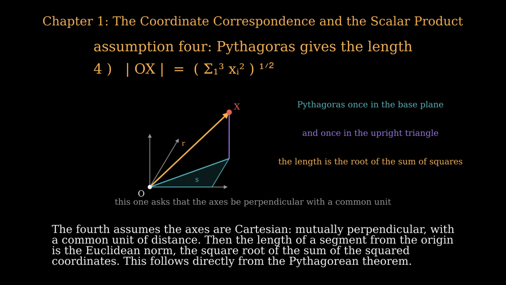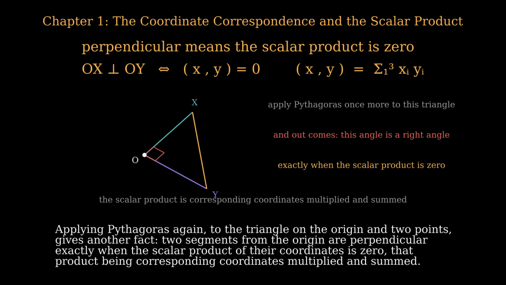Then the length of a segment from the origin is the Euclidean norm, the square root of the sum of the squared coordinates. This follows directly from the Pythagorean theorem. Applying Pythagoras again to the triangle on the origin and 2 points gives another fact. 2 segments from the origin are perpendicular exactly when the scalar product of their coordinates is 0, that product being corresponding coordinates multiplied and summed.